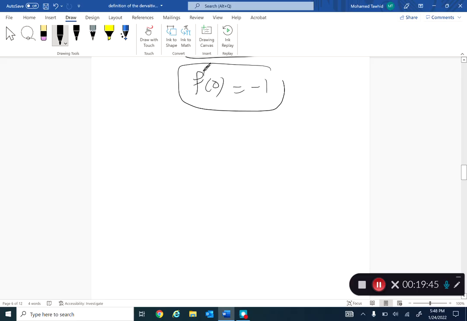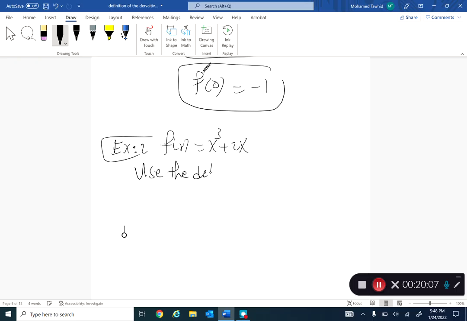So now I need to give you another example, and then I will give you the numerical way. So example number 2 here: if I give you f of x equals x cubed plus 2x, what is the question here? We have to use the definition of the derivative, right? Use the definition of the derivative to find f prime of 2.